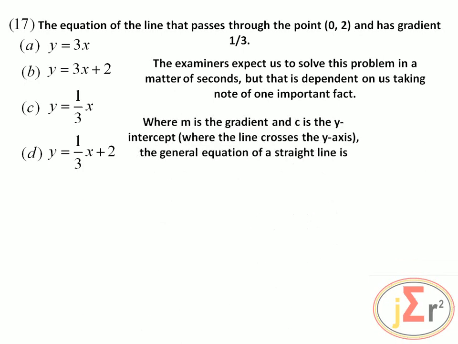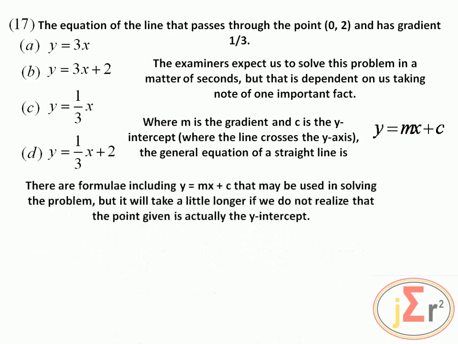When m is the gradient and c is the y-intercept, and the y-intercept, of course, is where the line crosses the y-axis, the general equation of a straight line is given as follows: y is equal to mx plus c. m is the gradient and c is the constant, the y-intercept, where the line crosses the y-axis.